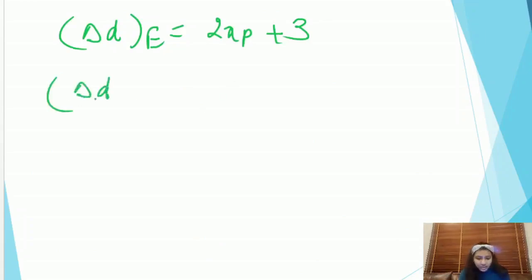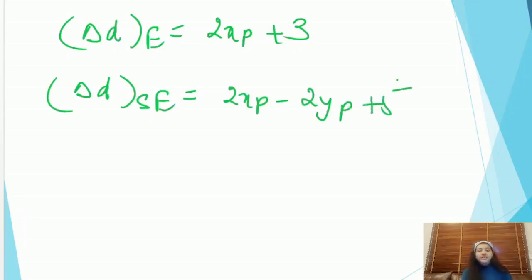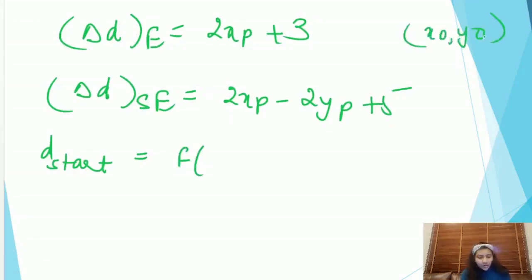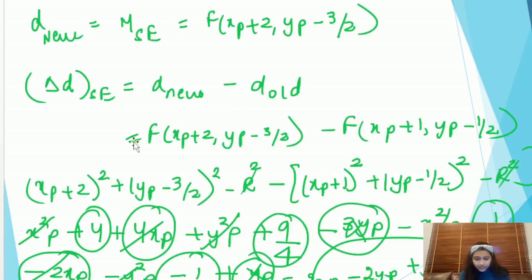And the change in d when we have chosen southeast as our pixel was twice of xp minus twice of yp plus 5. Now let's calculate the value of D start. Similarly, as we did in the line drawing algorithm, the D start is the first midpoint that we calculate. Now let's say our starting point is some x naught, y naught. So the value of the first midpoint is this d old value only, right? So the coordinates of this are xp plus 1, yp minus half.